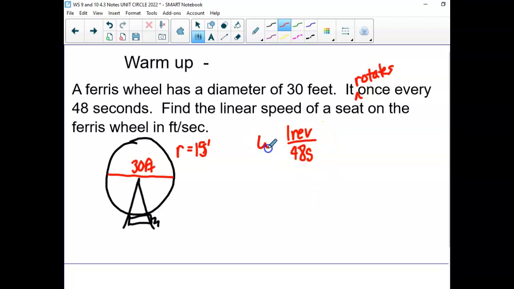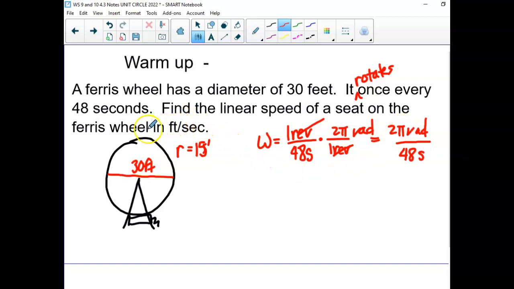How do we make that an angular velocity? Do you remember from yesterday? We can't have revolutions. We have to have what? I don't think you have this question. It's just a warm-up. So 1 revolution is how many radians, guys? 2 pi radians. Yep, the pen is not going to work. Okay. So we end up with 2 pi radians over 48 seconds is our angular speed.